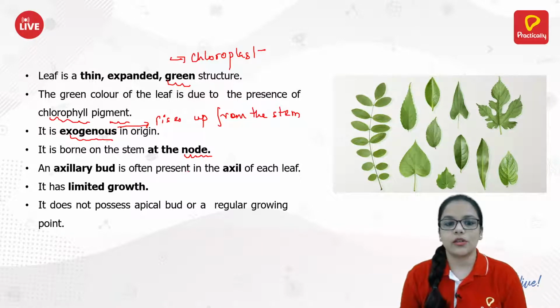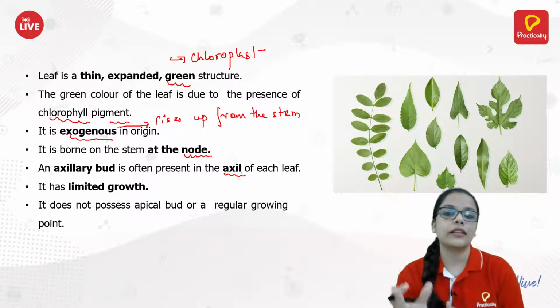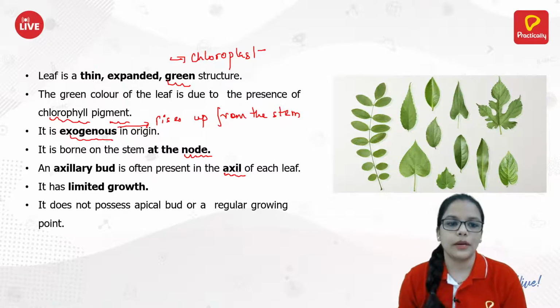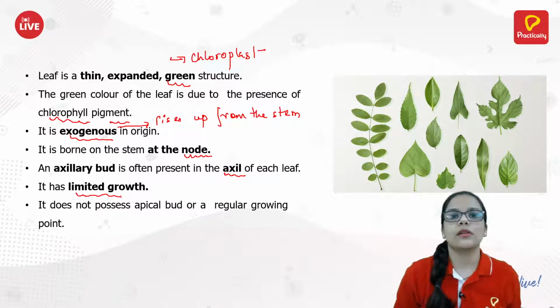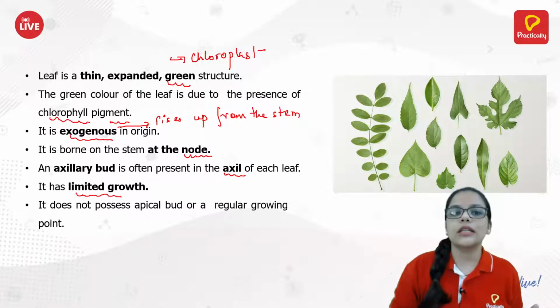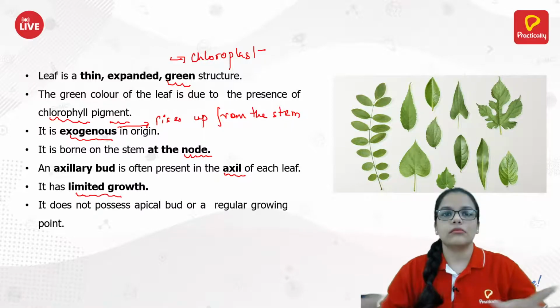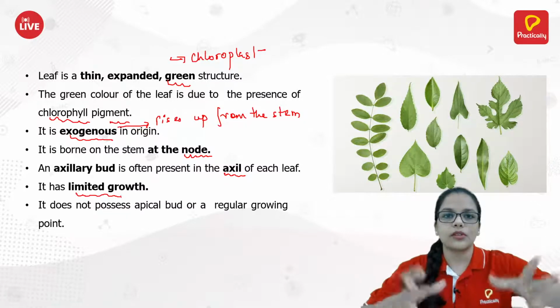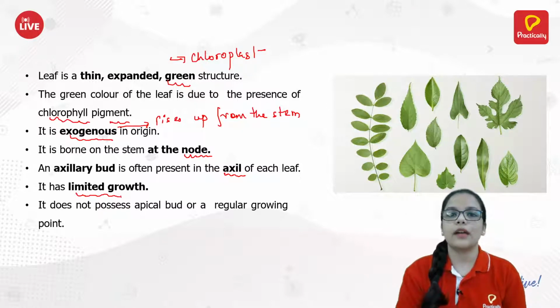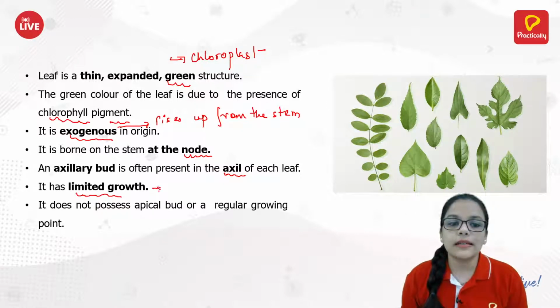An axillary bud is often present at the axil of each leaf. This bud comes out whenever there is an extra appendage coming out. And it has limited growth. See, roots and stems have unlimited growth. They can grow, although up to a certain level only, but they can give rise to a lot of shapes and structures. But when it comes to a leaf, up to a certain limit only it will grow.